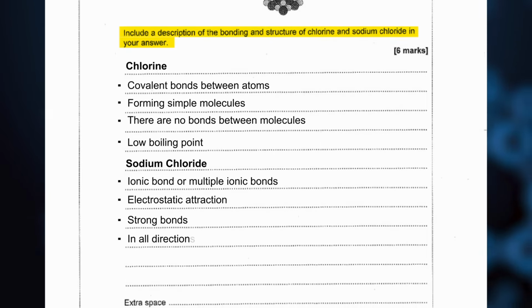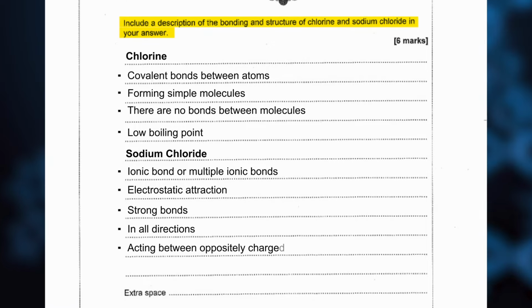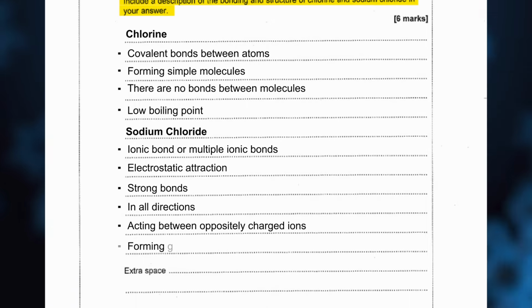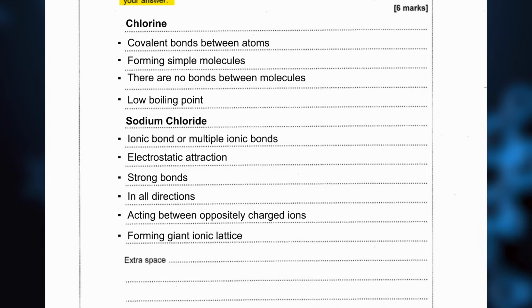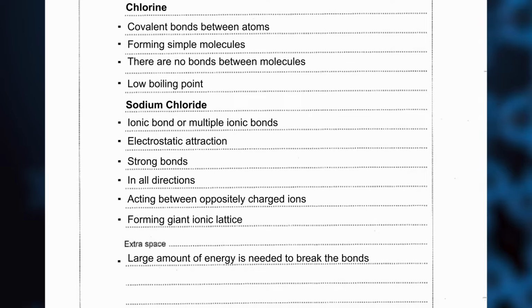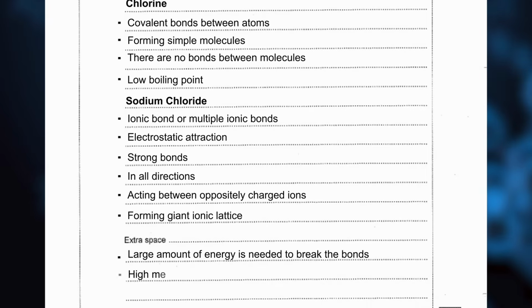There are strong bonds in all directions, acting between oppositely charged ions. That's exactly where the electrostatic attraction comes from. And this forms a giant ionic lattice. And the final 2 points you could have put were that a large amount of energy is needed to break the bonds. And due to this, it has a high melting point.